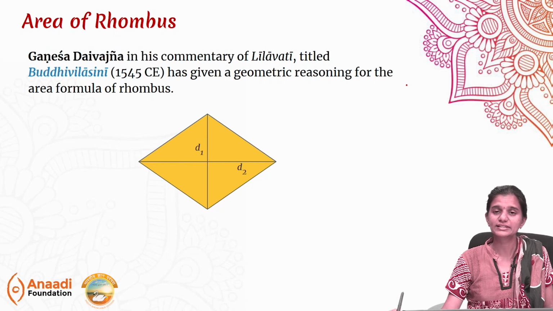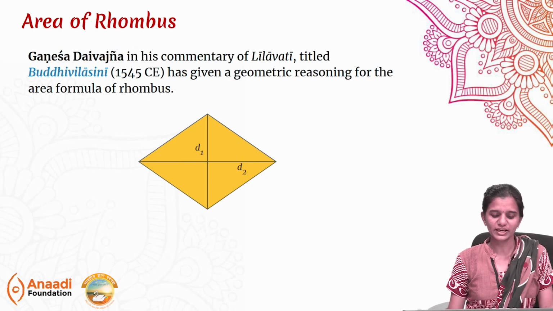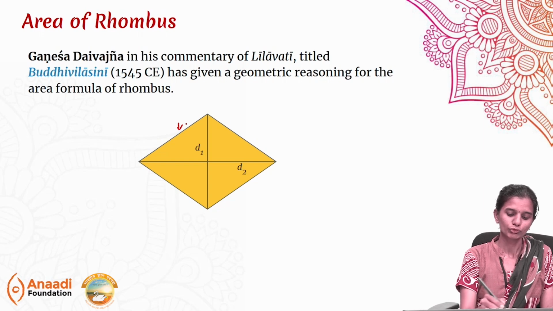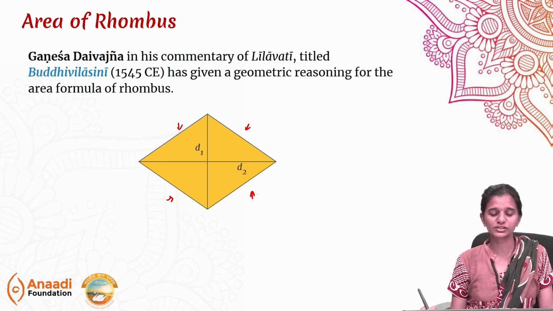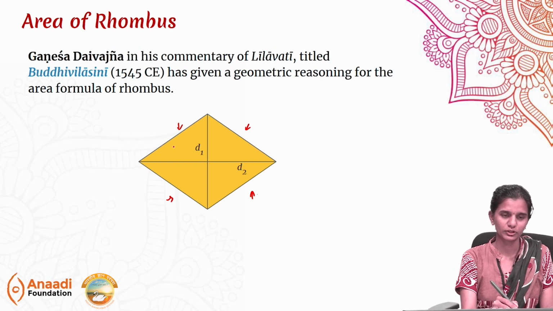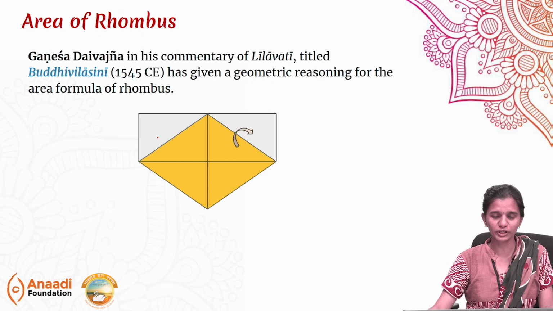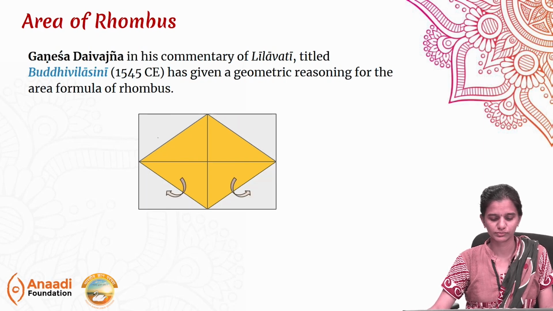Ganesha Daivagnya, in his commentary of Leelavati titled Buddhi Vilasini, has given a geometric reasoning for the area formula of rhombus. Now, let us take this rhombus. It has two unequal diagonals D1 and D2. We see that here there are 4 triangles. Ganesha Daivagnya asks us to duplicate this triangle and put it here. The same way we do it for all the sides. Now, we have got a rectangle.